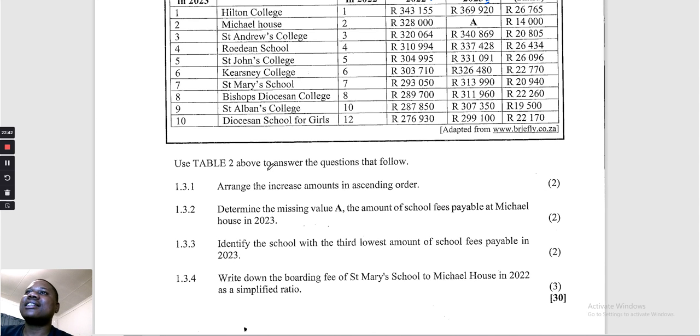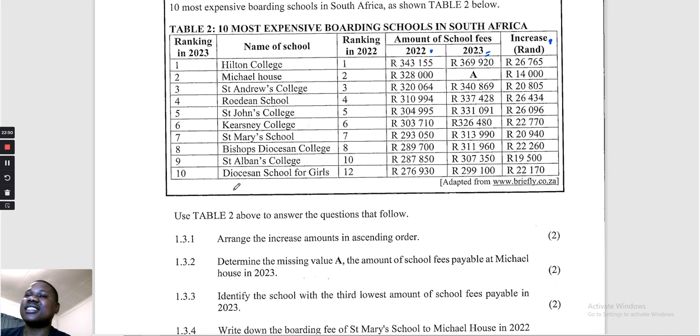Number 1, arrange the increase amount in ascending order. So let's look at the lowest. Because you see that you are having thousands there, the idea is like this. Start with the lowest, then I will tell you what happens after that. So if we observe here, our lowest number here, I see 14,000. Now ask yourself a question. Do I have 15,000? Check for 15,000. No 15,000. Do you have 16,000? No 16,000. Do you have 17,000? No 17,000. Do you have 18,000? No 18,000. Do you have 19,000? Yes, we have 19,000. Then we write 19,500.